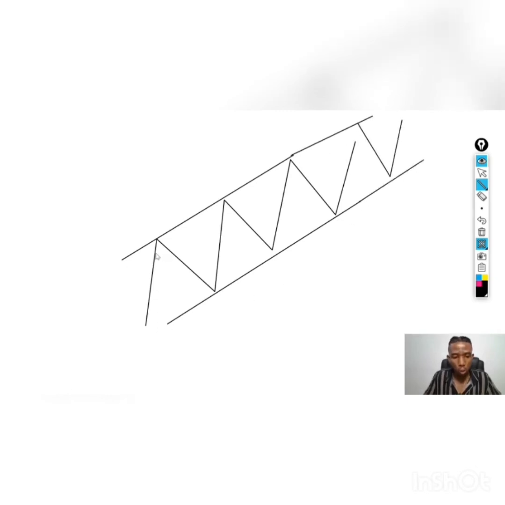Now, let me show you the horizontal support and resistances. We just make a line horizontally on our turning points. And as you can see right here, this would be our resistance, this here would be a support, this here would be a resistance, this here would be a support, and so on and so forth.